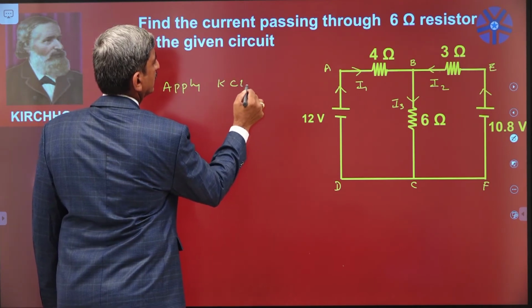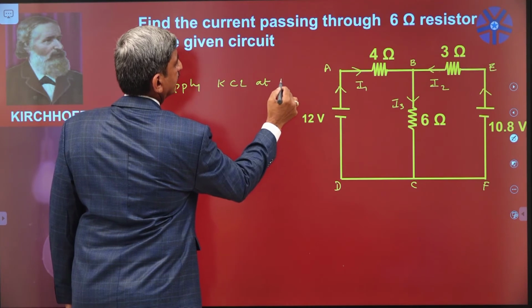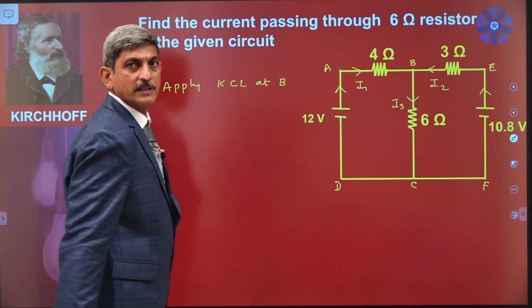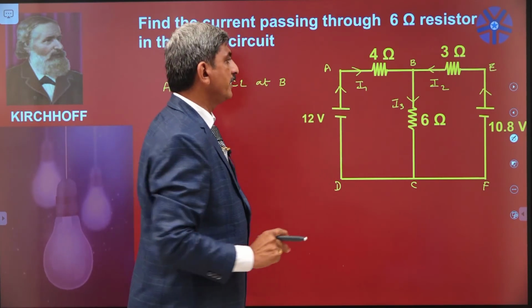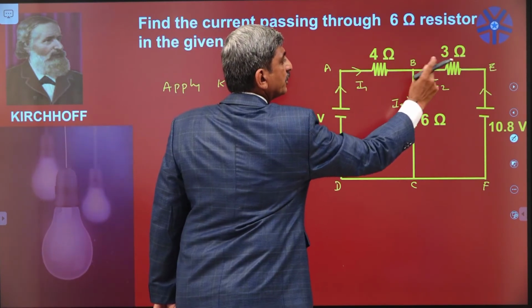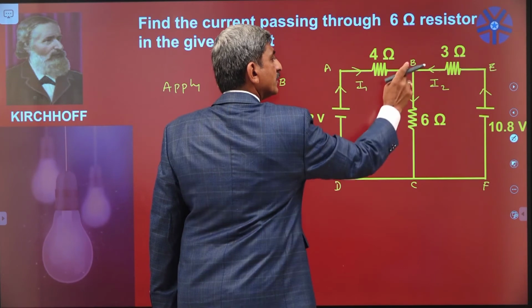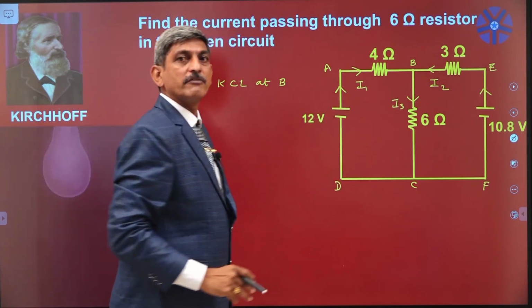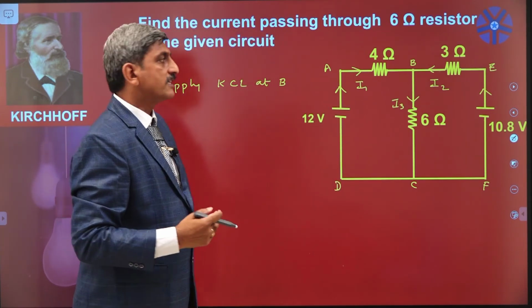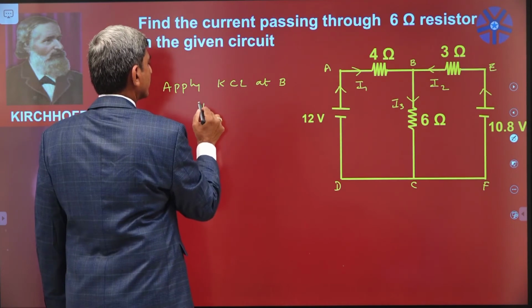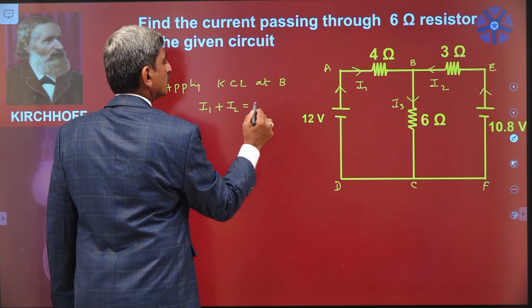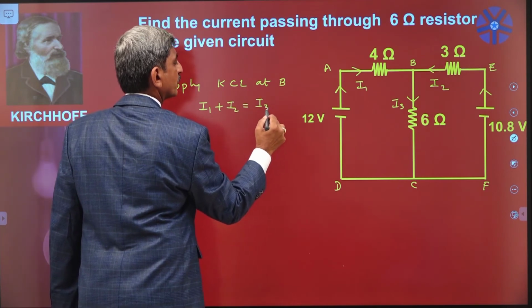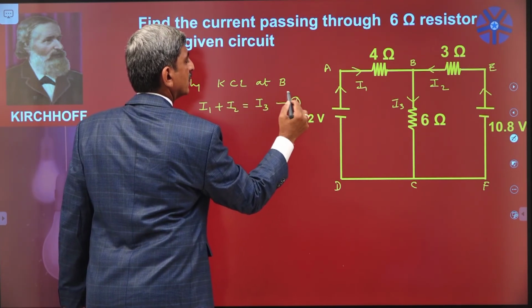Kirchhoff's current law at point B. This is the point B. At point B, 3 branches are meeting. I1 is flowing into the junction, I2 is flowing into the junction, I3 is flowing away from the junction. The sum of the currents flowing towards the junction, I1 and I2, is equal to the sum of the currents flowing away from the junction.